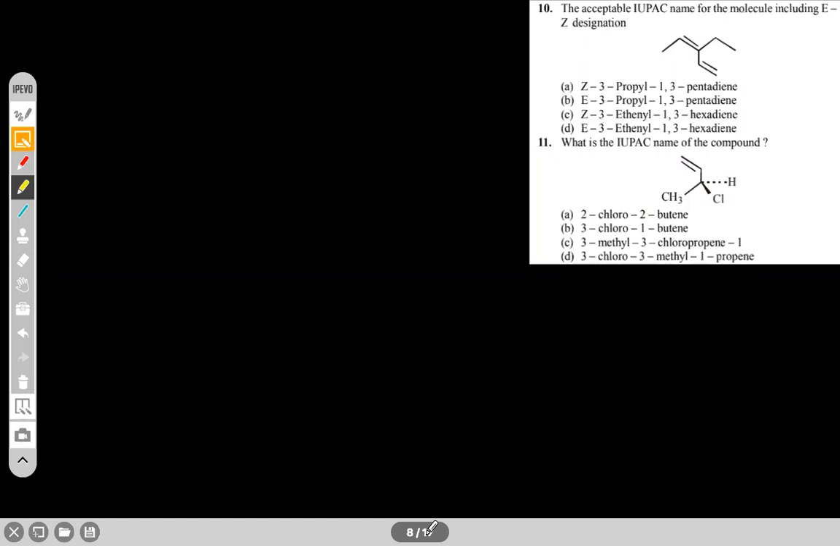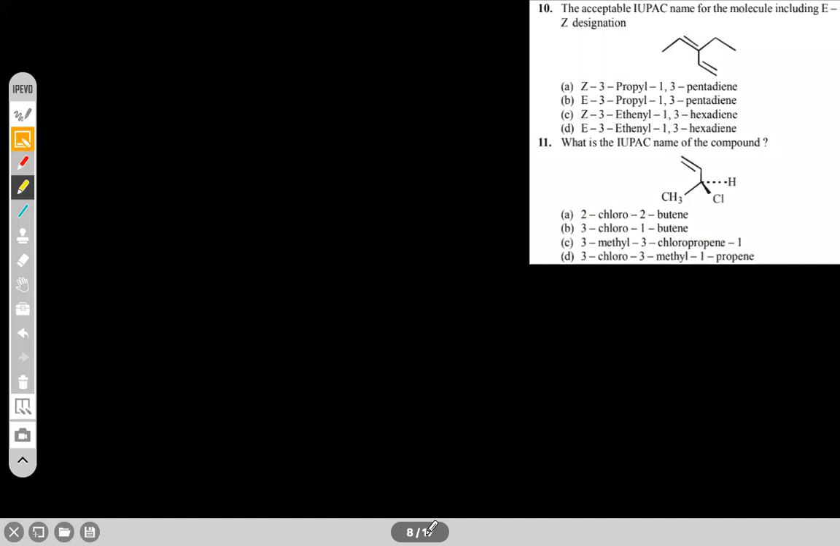Okay, next one you see, acceptable IUPAC name for the molecules including E and Z designation. Okay, so obviously we have to select the longest chain, right? So longest chain of carbon atom is the chain which includes both the double bond. If you have more than one double bond present, we'll always try to keep that double bond in the longest chain, right? Both the double bond in the longest chain.